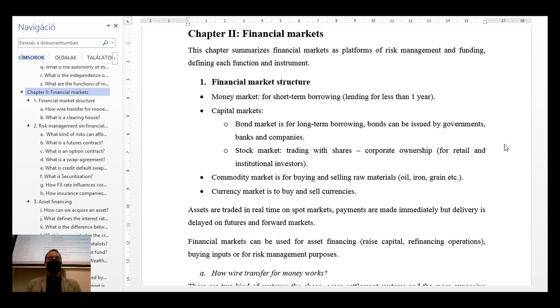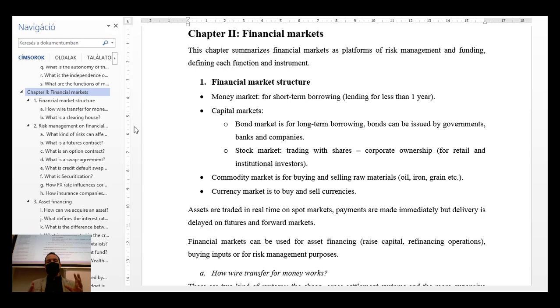So we were reaching the second chapter of our book after talking a lot about the topic of monetary policy and macro balance. Let's see everything from a corporate or investor point of view. So today I would like to talk about the first section, financial market structure. What kind of segments can we identify and how are they operating?